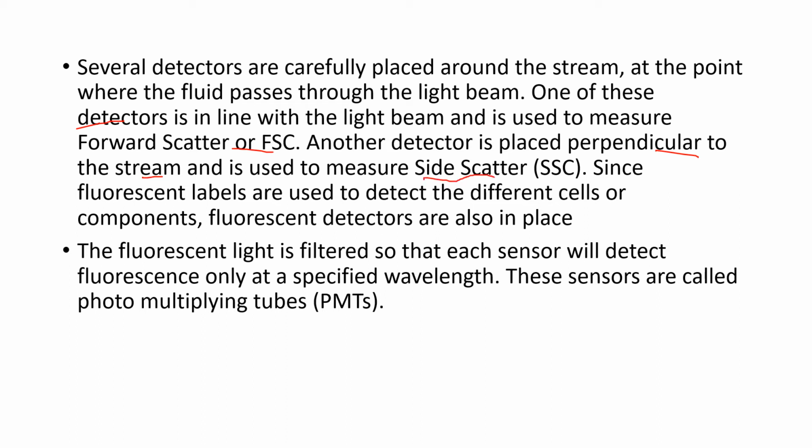Fluorescent labels are also used to label the cells. For detection of the fluorescent light, different filters are used to allow different wavelengths to pass through, and it is detected with fluorescent detectors. Fluorescent light is filtered so each sensor will detect fluorescence only at a specified wavelength. These sensors are all called photomultiplying tubes. A photomultiplying tube is a detector, or you may call it a sensor.